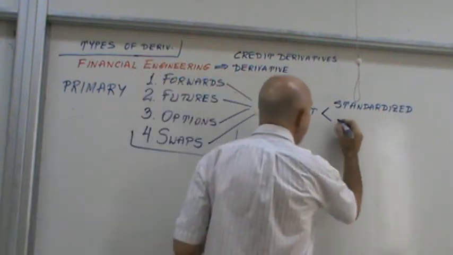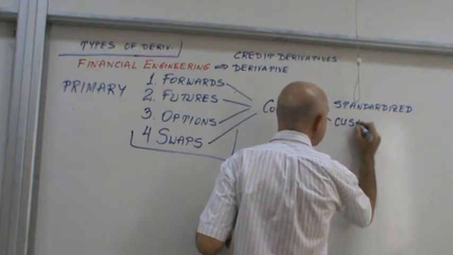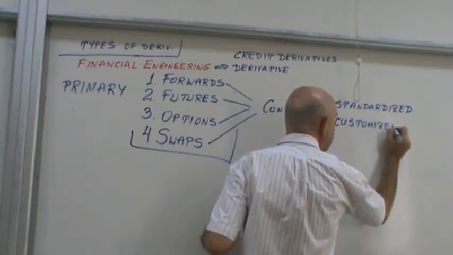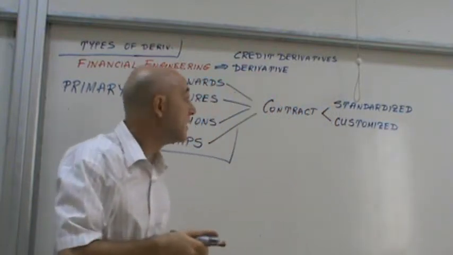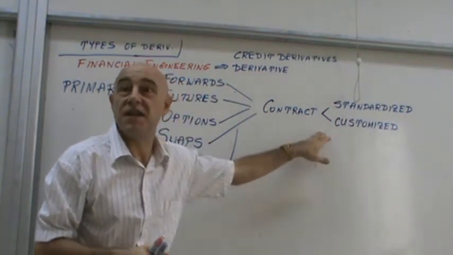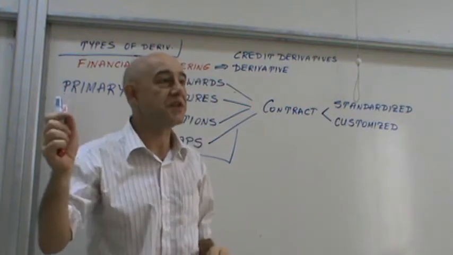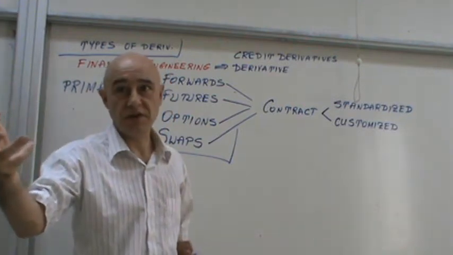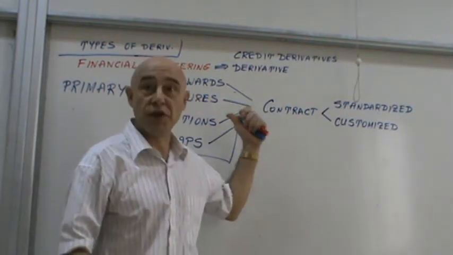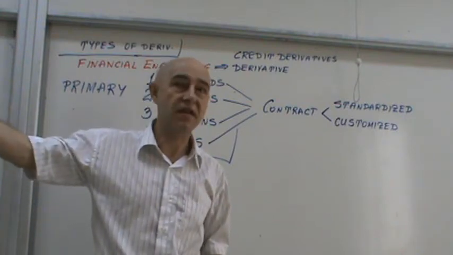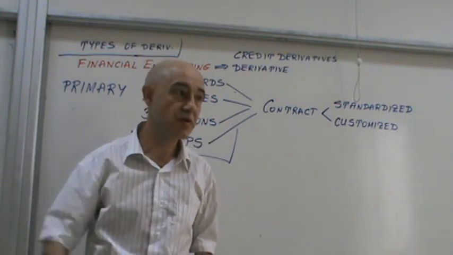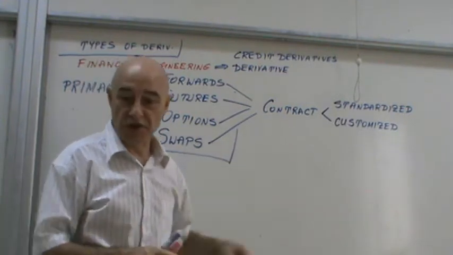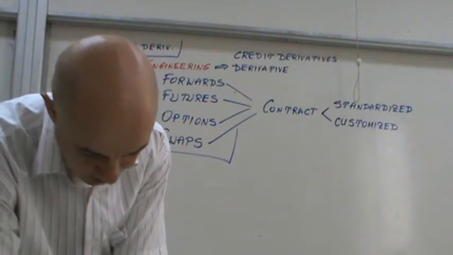Or the opposite of standardized will be customized. Customized means they're going to be tailored specifically to your needs. You need only $40,000, for the contract to be in a particular month, let's say in December, and whatever is deliverable and so on. Okay, let's see what else we got.